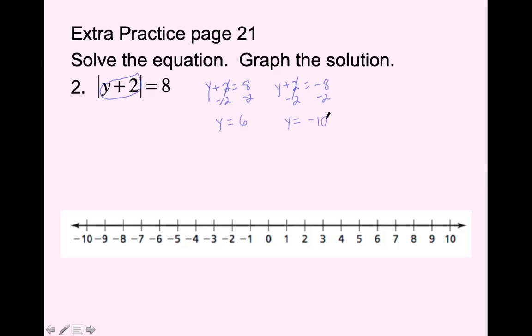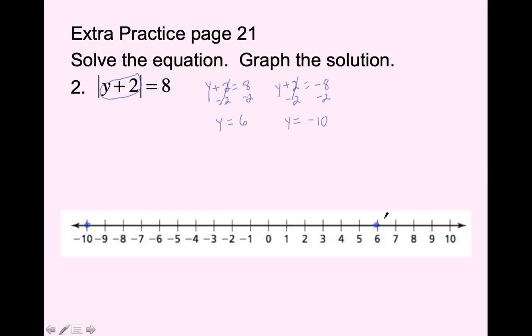To graph the solution, it's 2 points you're going to put on a number line. One point is going to be at -10. So just put a dot at -10 on your number line. And your other point is going to be at a +6.